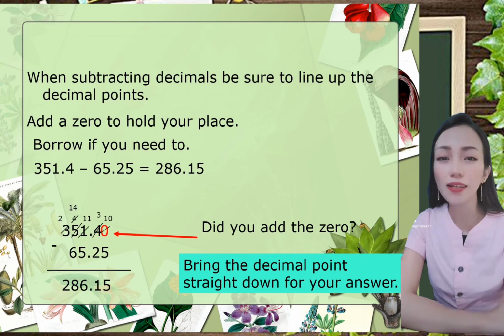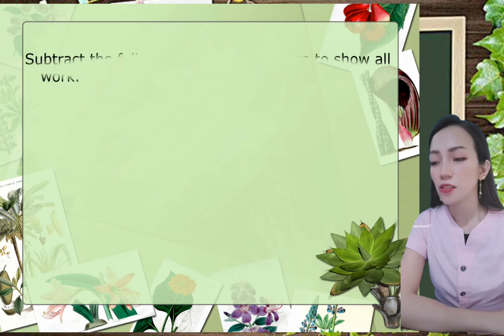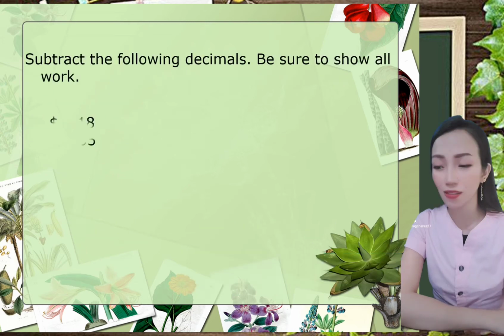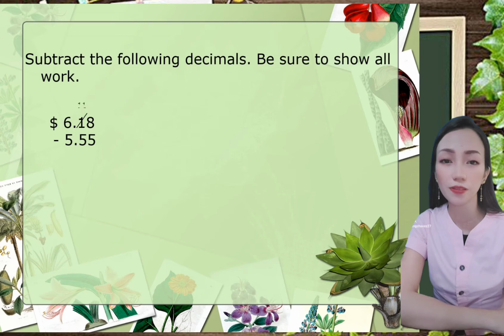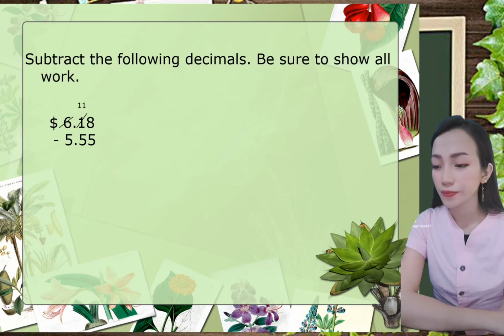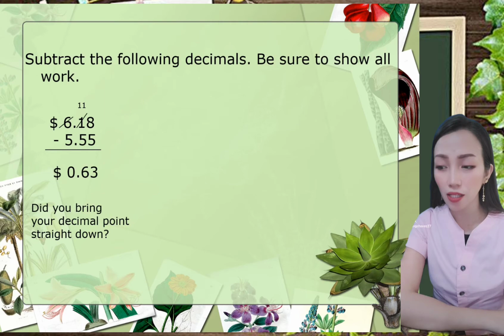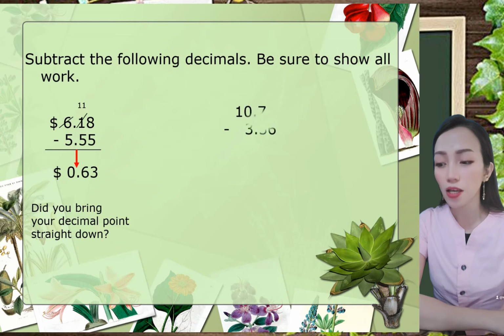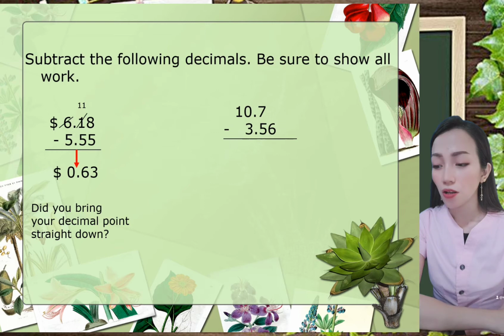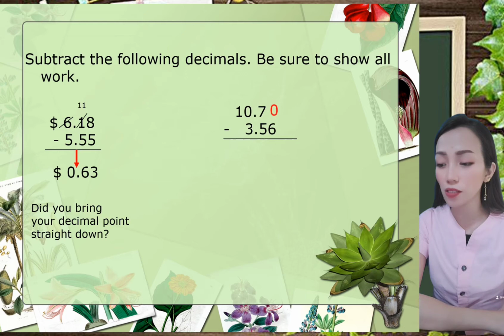Let us now try this problem. Subtract the following decimals. Be sure to show all work. Okay, the first problem is $6.18 minus $5.55. Halimbawa, 8 minus 5, that is 3. And then, 1 minus 5 cannot be. Let us borrow sa 6. So, the 6 will become 5, and the 1 will become 11. 11 minus 5 is 6. And then, bring down 0. Kasi yung 6 ay naging 5 na lang. Then 5 minus 5 equals 0. So that is $0.63.